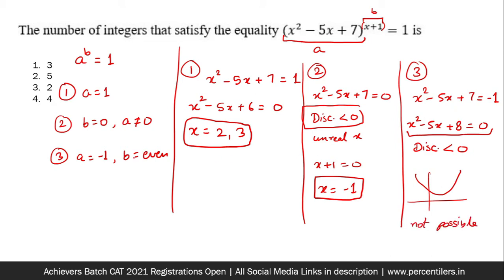So third case has been discarded, scrapped. So second case and first case, they together give us three values of x, 2, 3 and -1. So any one of these values will get our job done. So I think we reach the answer to the question, and that is the first option, three values. All right, then moving to our next question.